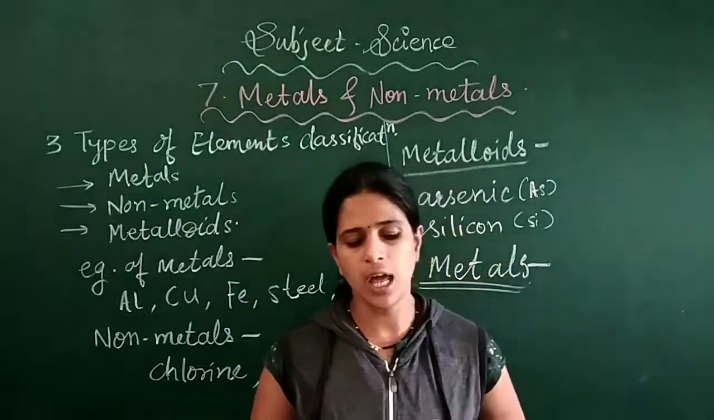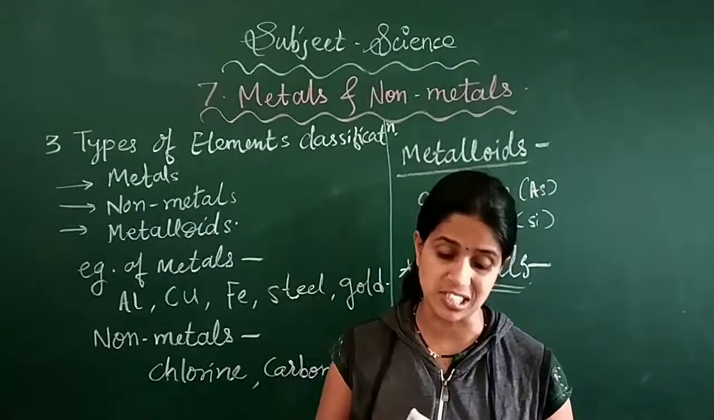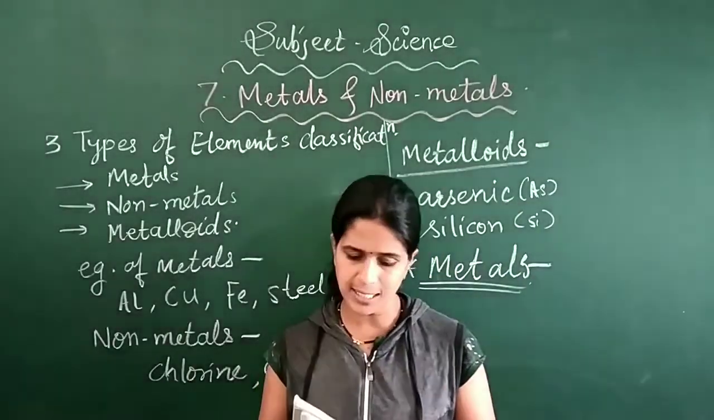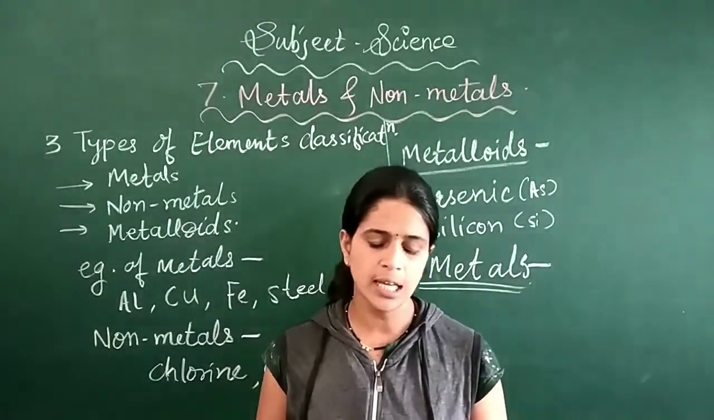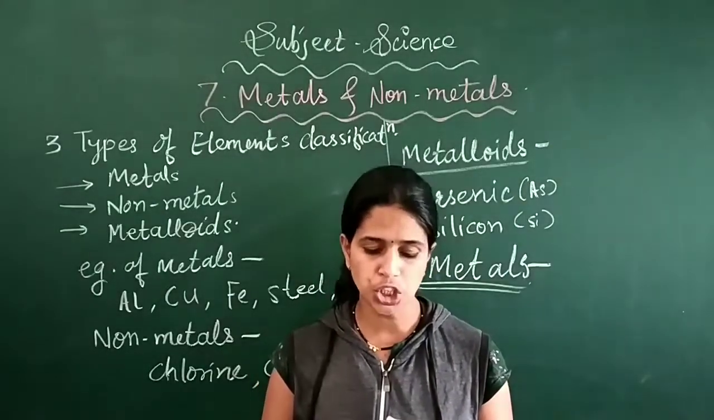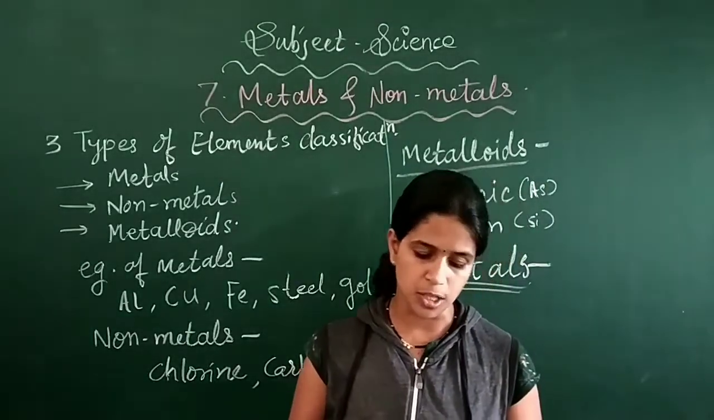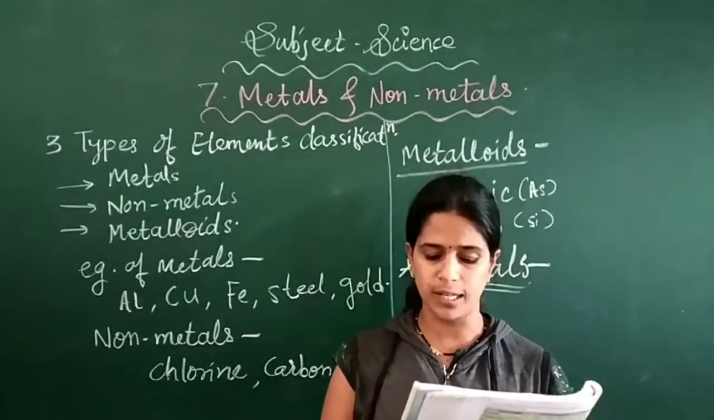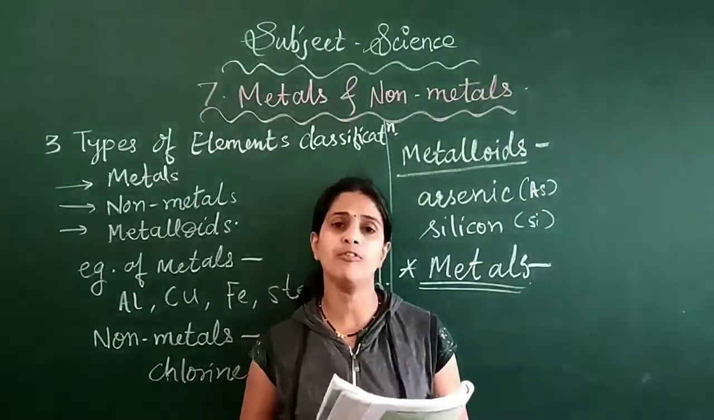Okay, now the physical properties of metal. The first one is physical state, second is luster, third is hardness, fourth is ductility, fifth is malleability, sixth is conduction of heat, seventh conduction of electricity, eighth is the density, ninth one is the melting and boiling point, and the last one, tenth, is sonority. So these are the physical properties of metal.